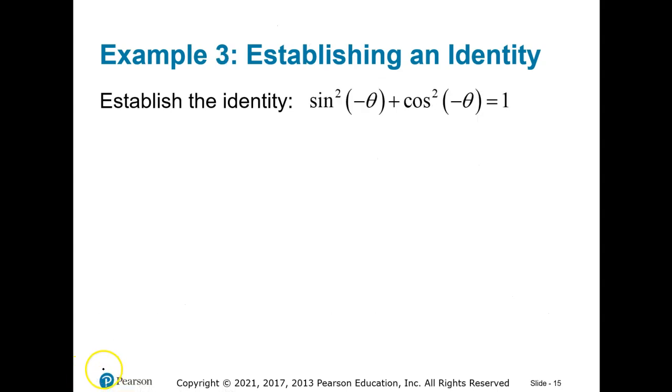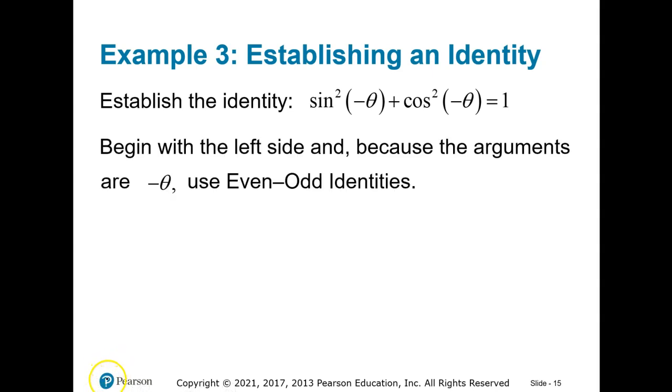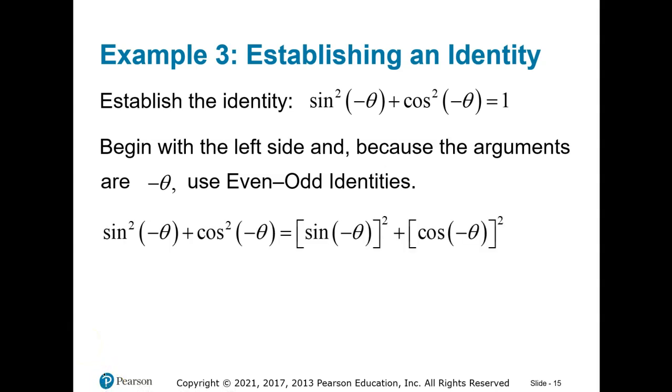All right, I've got sine squared something plus cosine squared something equals 1. On the left-hand side, I have negative angles on the inside, so I would use that as my starting point because that looks like the even and odd identities. So sine of negative theta is the same thing as the negative of the sine of theta, and the cosine of negative theta is the same thing as just the cosine of theta.